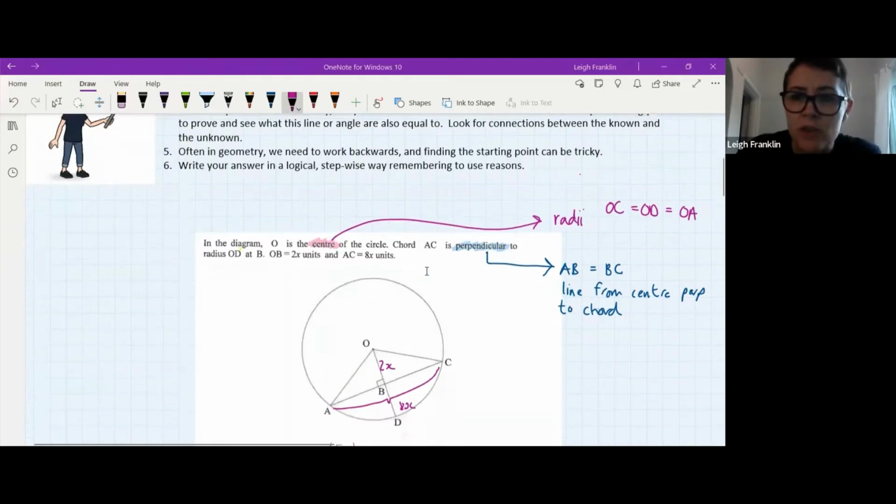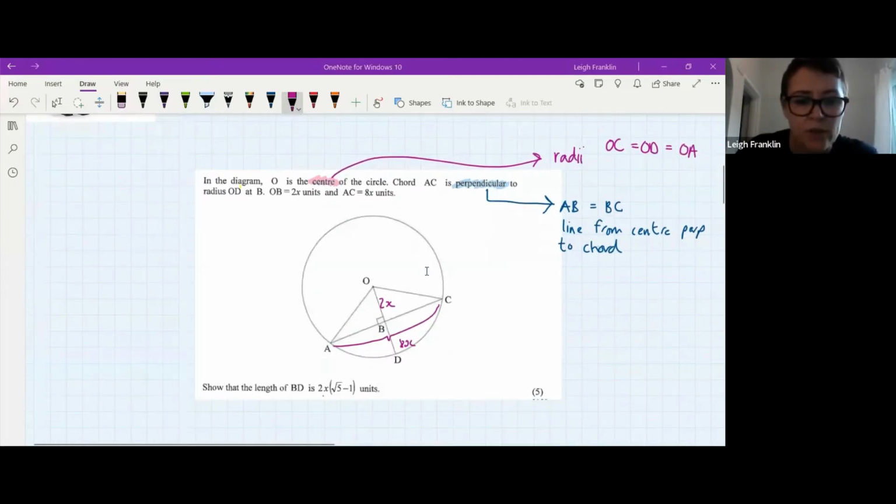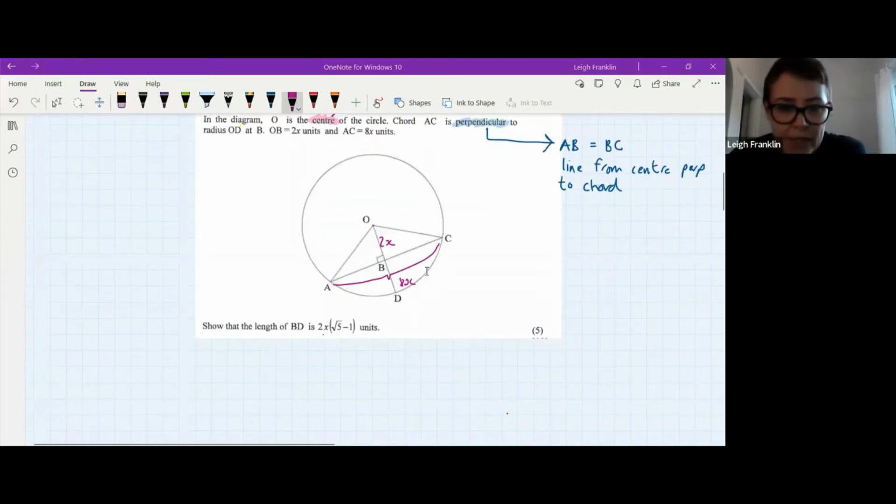So now there's no connections for us to make. They've literally just dropped us in the middle of this problem, and they've told us to show that BD is 2x, root 5 minus 1 units long. What's the first thing that you think of? I know the first thing I think of, but what's the first thing that you guys think of? What's going through your mind right now when you read, show that the length of BD is this? Do you want to put something into the chat? What's the first thing you start thinking about?